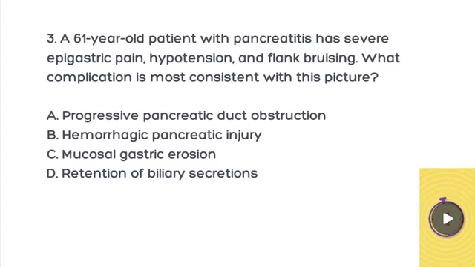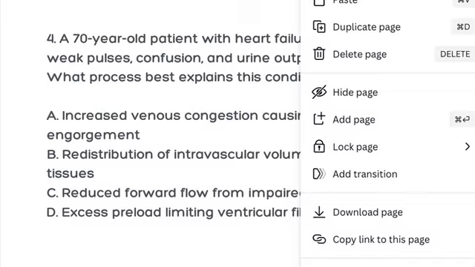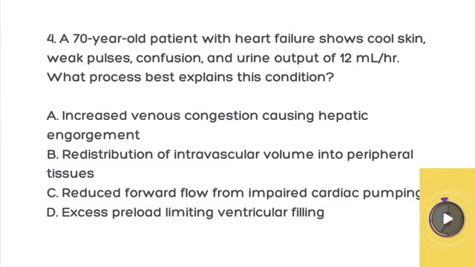Question number 4. Are you ready? Let's do it. Right? Question number 4. Okay. So a 70-year-old patient with heart failure shows cool skin, weak pulses, confusion, and urine output of 12 ml per hour. What process best explains this condition? 10 seconds.